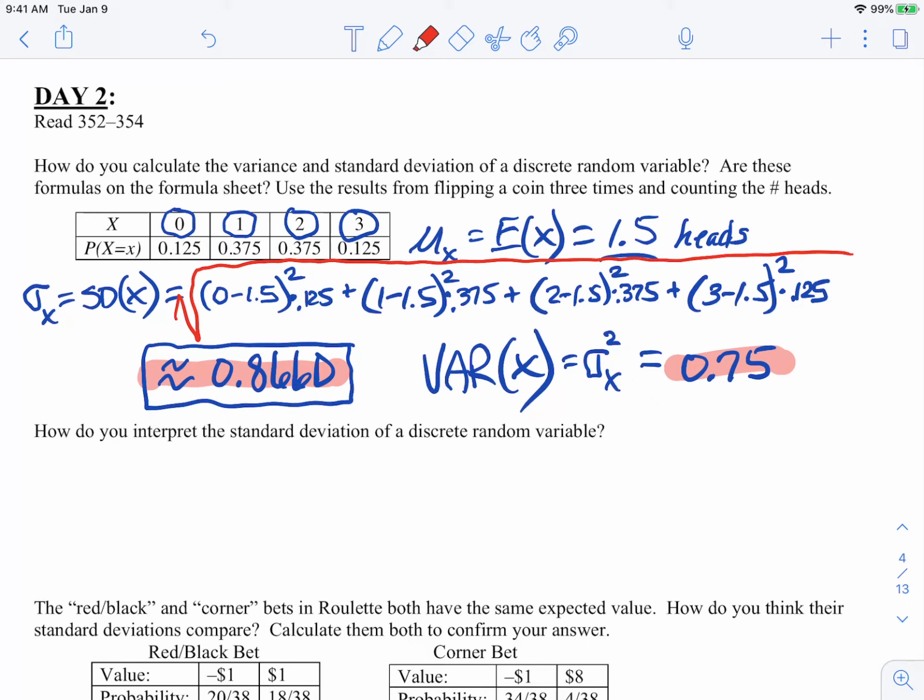So from this point on, I wanted to show you where it comes from, of course, but from this point on, you're going to get the standard deviation right off of your graphing calculator, like we did in the last lesson.